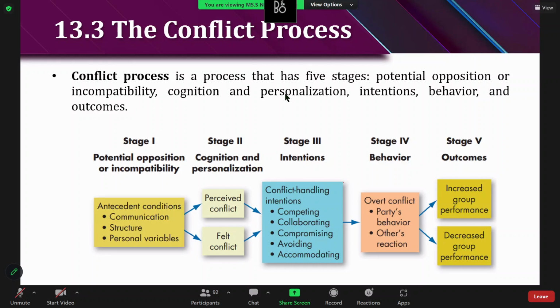And then it can lead to the behavior, moving from the intention to engaging in the actual behavior, like overt conflict. That can be the parties' behavior or the others' reaction. And finally, as a result of this behavior and this intention, there could be some outcomes which may arise. The outcome can be twofold. One is to increase the group performance, and the other one is to decrease group performance.